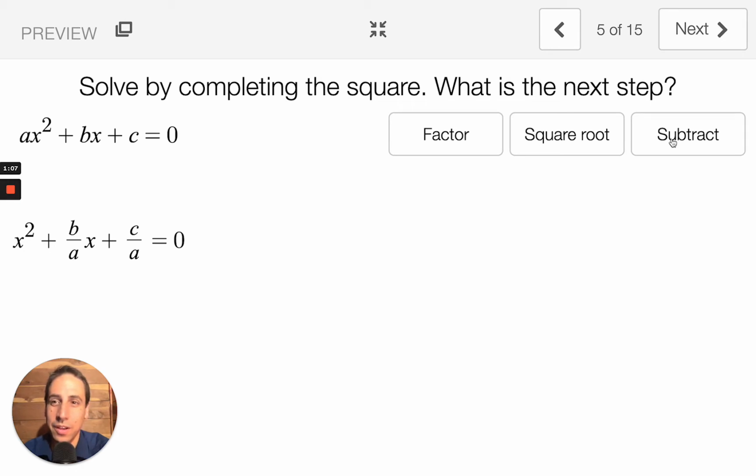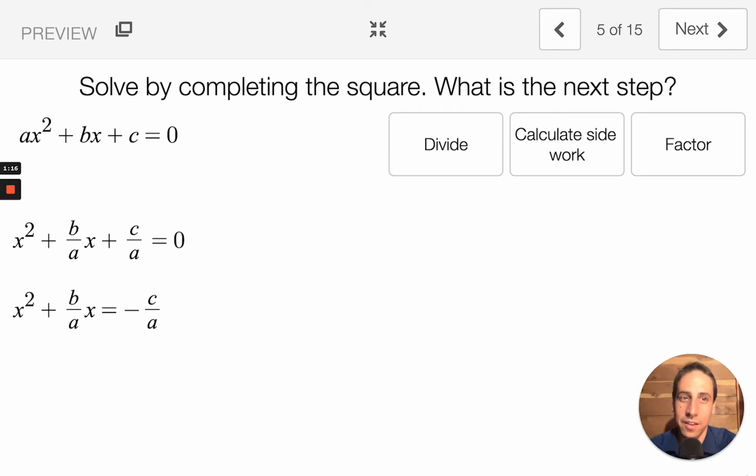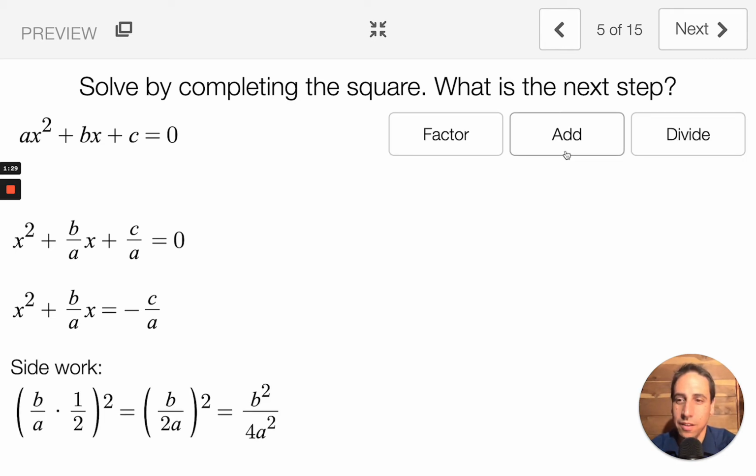Let's see. We need to get it into x squared plus something times x is equal to something. So I think we need to subtract from both sides c over a. Then we're going to have to calculate some side work. We have to figure out what will complete the square. I think what we have to do is you take b over a and cut it in half, or multiply it by 1/2, and then square that. If you do that, you get b over 2a, and when you square it to get rid of the parentheses, you get b squared over 4a squared, and that's exactly what we should add to both sides.